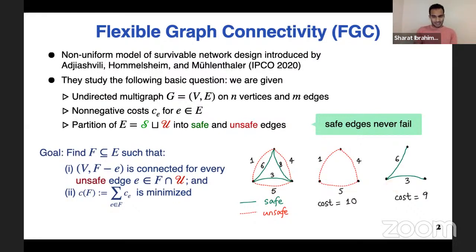The thing to note is that for all the problems that I'll be discussing in this talk today, we may pick at most one copy of any edge. That's part of our model.